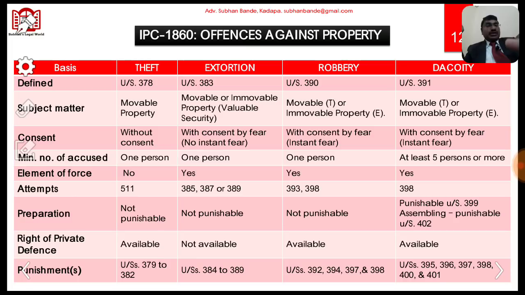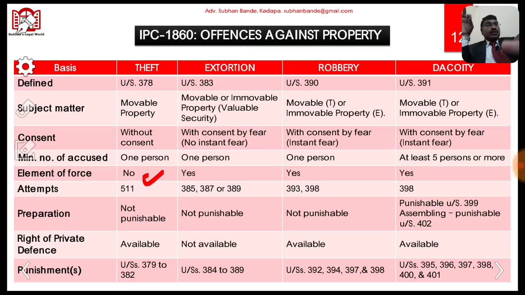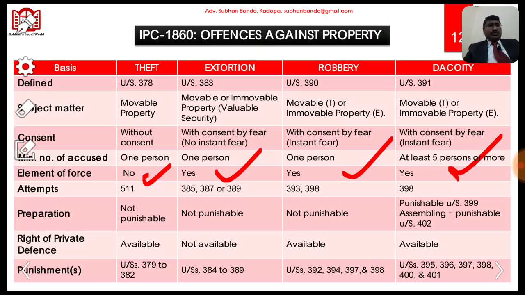Next, minimum number of accused. In case of theft, at least one person is required. For extortion, at least one person is required. For robbery, at least one. For dacoity, at least five. Minimum number of persons is 5. Next, the element of force. In theft, no force is used. Without the consent, the person takes away the movable property of another person with a dishonest intention. In extortion, the element of force is used, but such force is not the instant one. In robbery, the force is used. In dacoity, the force is used.